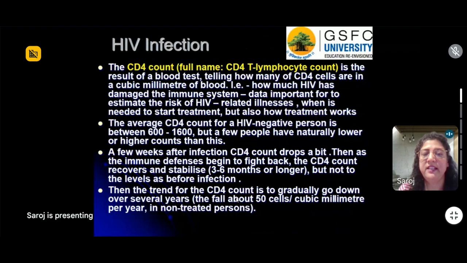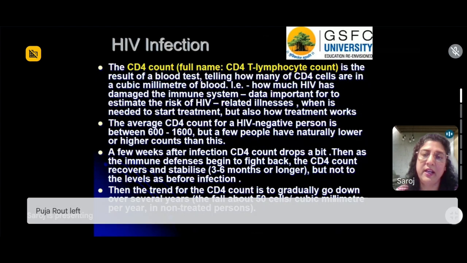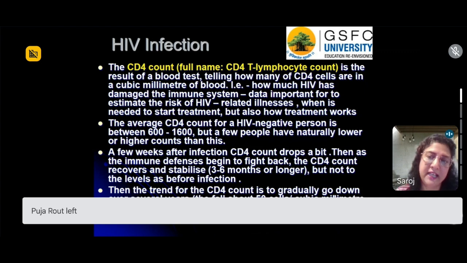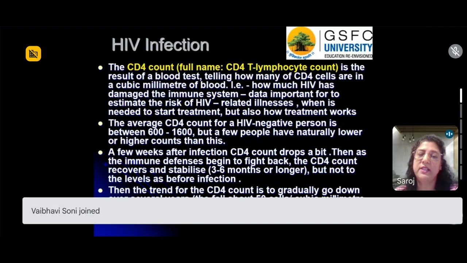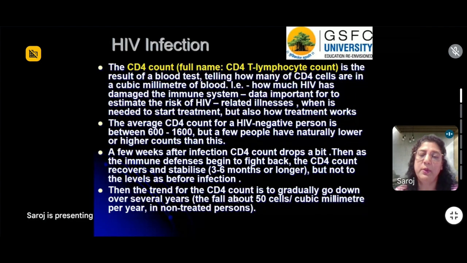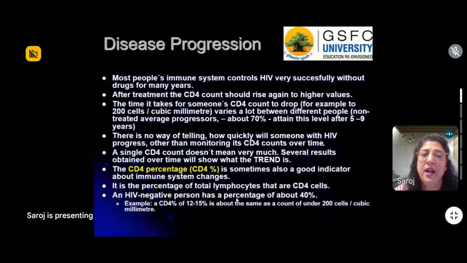So as I already said, CD4 count is a very important marker of your HIV infection. It will tell you about the severity of the infection. In a normal person, the CD4 count is somewhere around 600 to 1600. In those who have HIV infection, the CD4 count can go as low as around 50 cells per cubic millimeter if left untreated. So you can imagine what happens to your defenses if your CD4 count goes that low, right?